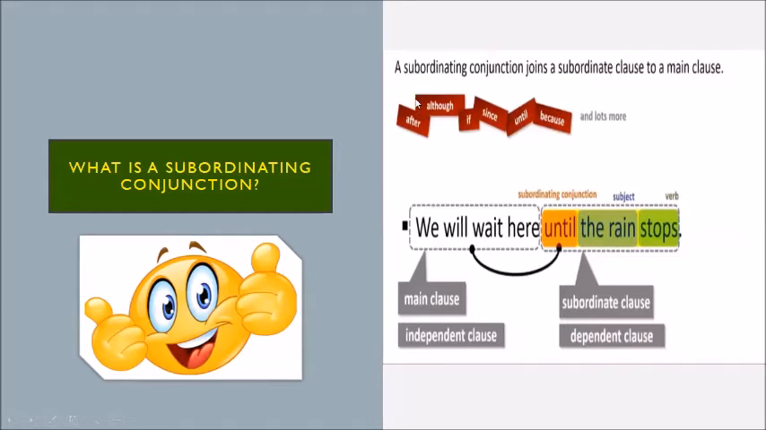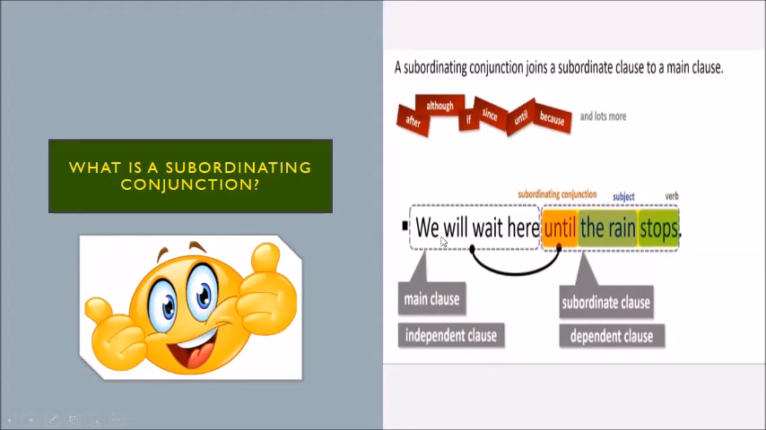Let's see. A subordinating conjunction joins a subordinated clause to a main clause. Some common conjunctions are after, although, if, since, until, because. And we have lots more of these conjunctions. As I told you before, the subordinating conjunction joins the first clause with the second one.